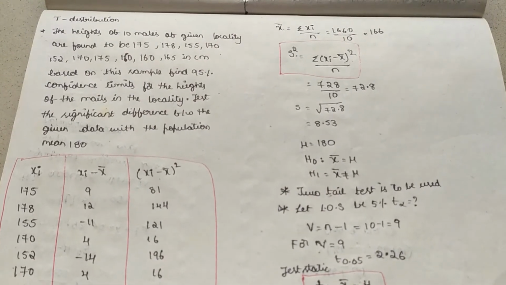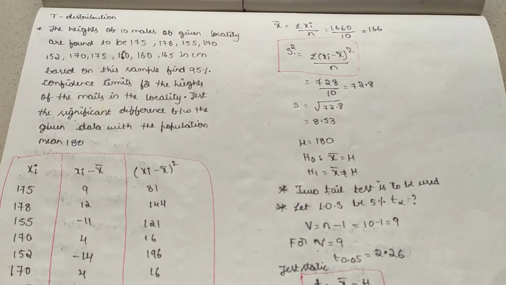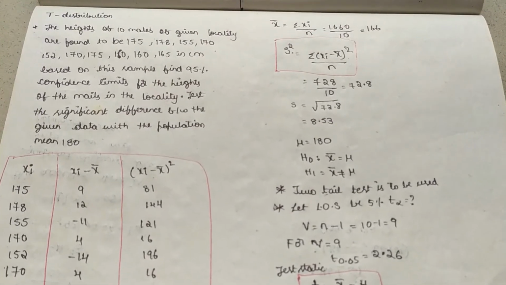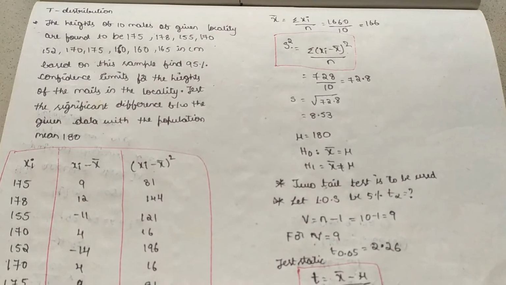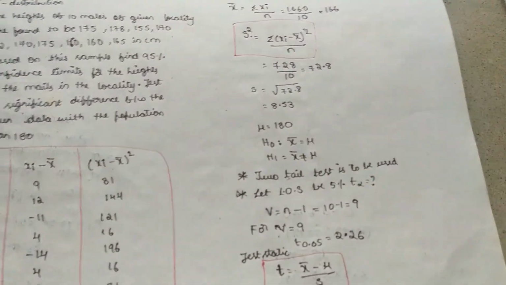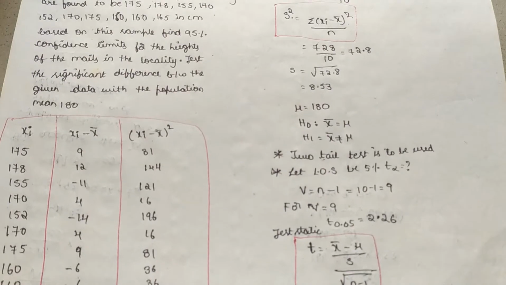If you see the first video, you will understand that I explained it. So, confidence limit for heights of the males in the locality. The test: significant difference between the given data with the population mean, which is 180.